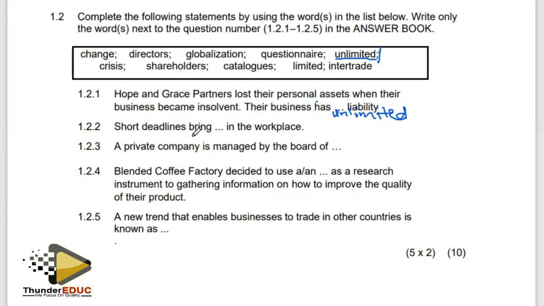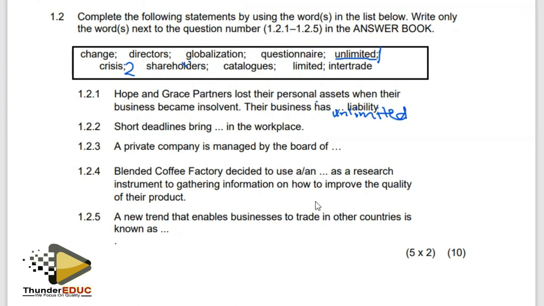Short deadlines bring dash in the workplace. We know that when you are given a deadline, that all this workload is to be finished within the shortest period of time possible, is it likely to bring a change? I don't believe so. Does it bring directors, globalization, questionnaires, limited catalog, share orders? No. Instead, it brings a crisis. This is answer two. It brings what? It brings a crisis.